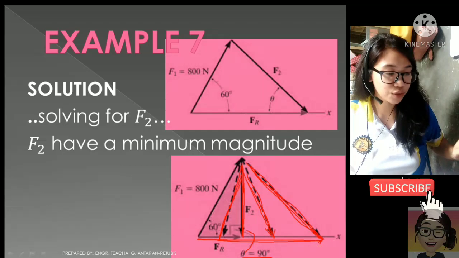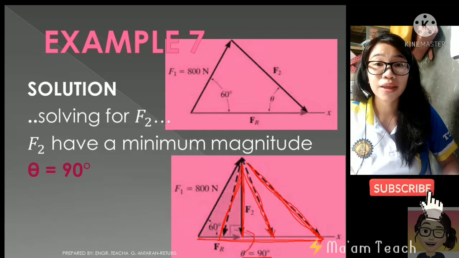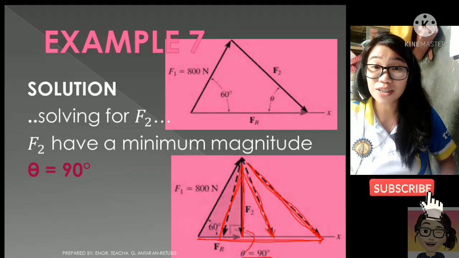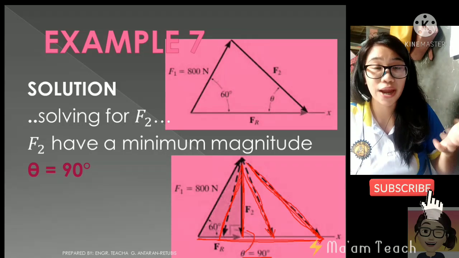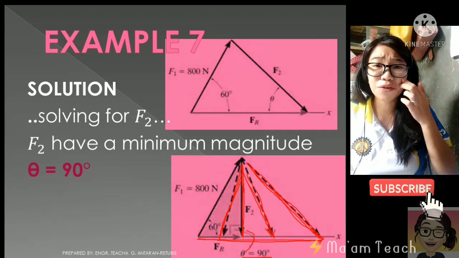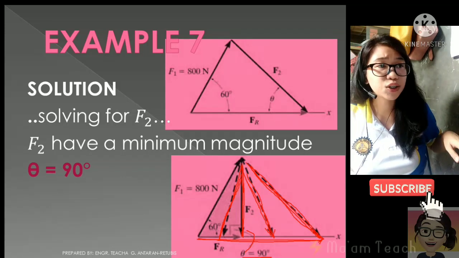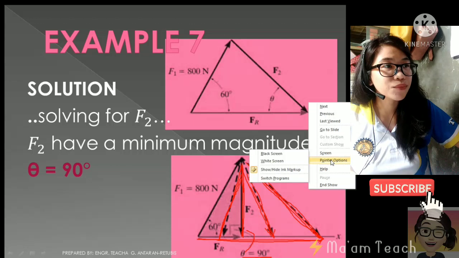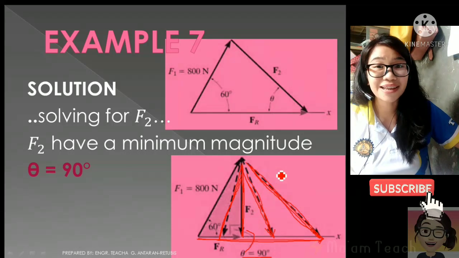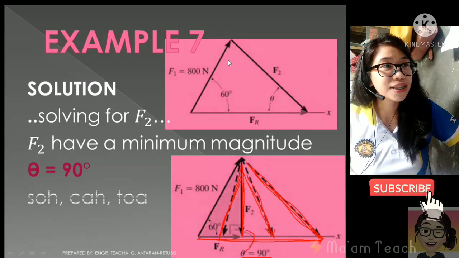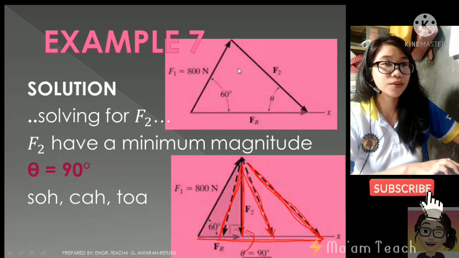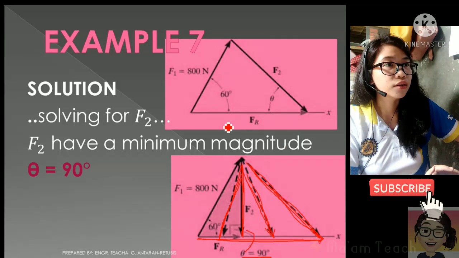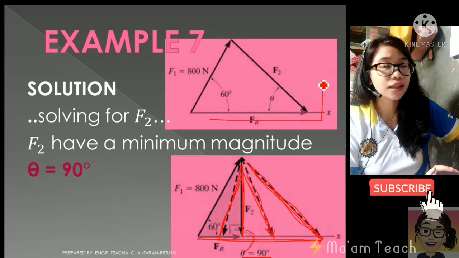Therefore, the answer for the direction of our f sub 2 is at 90 degrees. That's already the answer, or that's the direction of our f sub 2. Now, how about for the magnitude? For the magnitude, class, take note that right now we have already our triangle. Earlier it looks like this. The triangle looks like this.